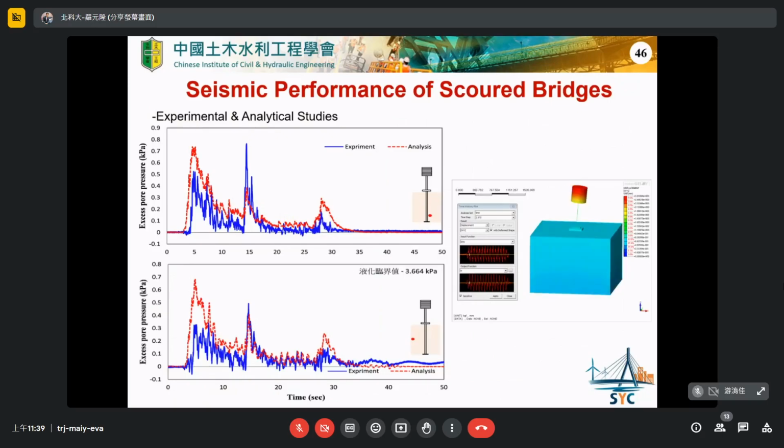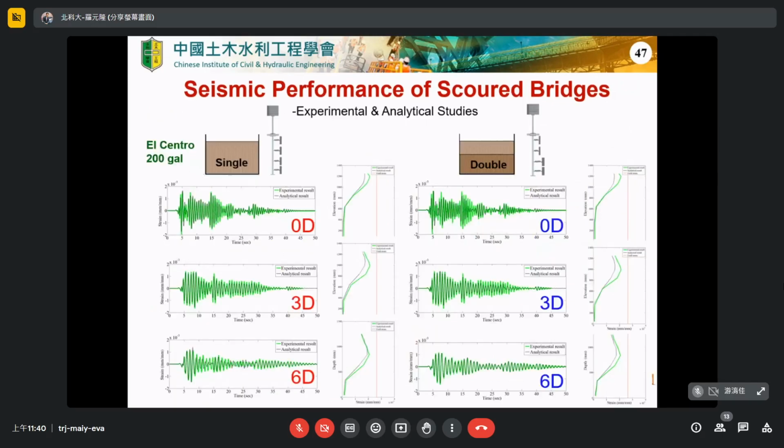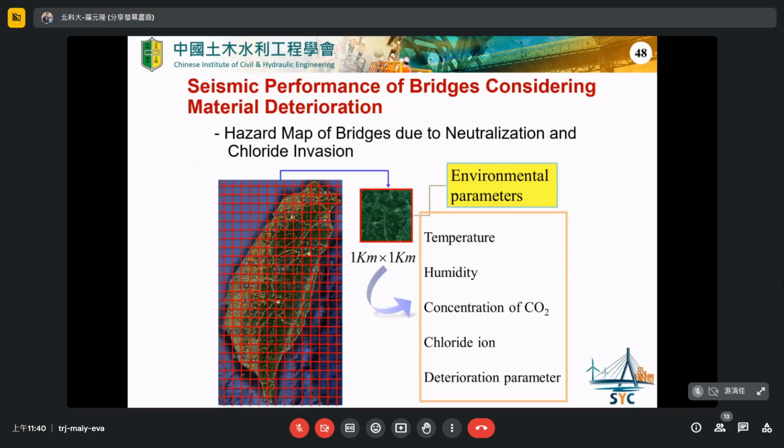And this is the excess pore pressure, the result we analyzed and the experimental one. And you can see the results we got are very close to the actual experimental result. So it gives us confidence that in the future, when we consider the scouring problem, we know how to deal with this problem. And we want to turn our research results into practical application in bridge engineering. And this is some of the results we have.